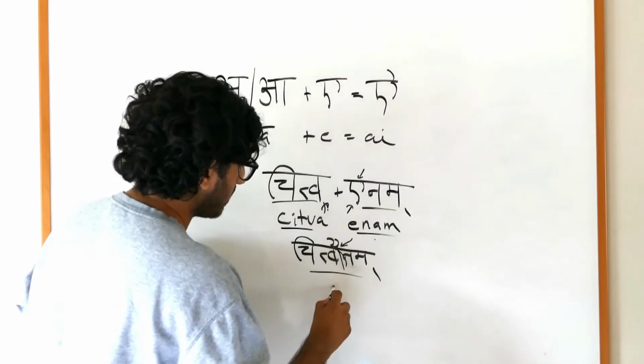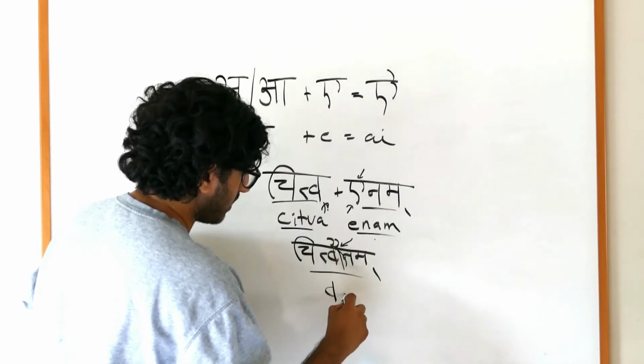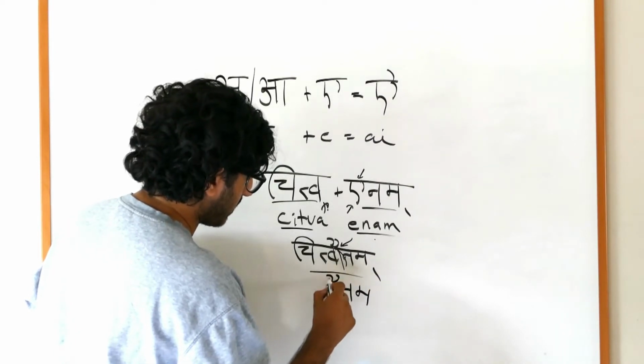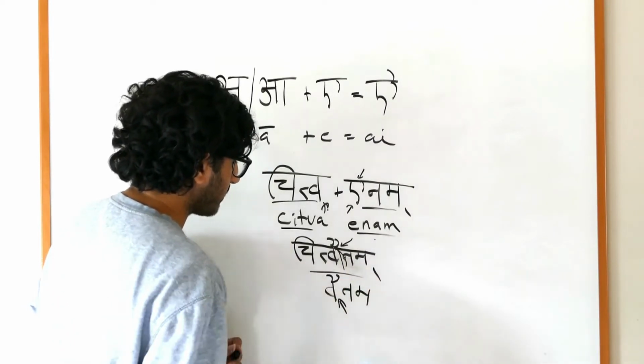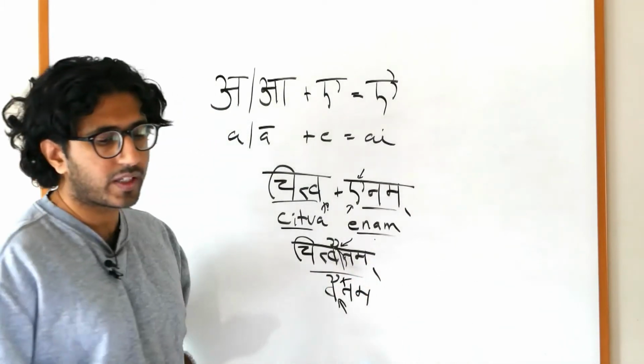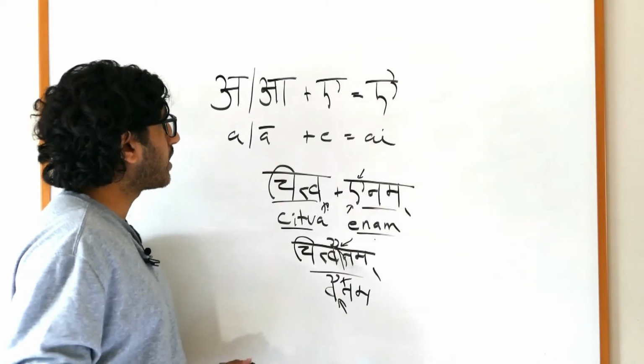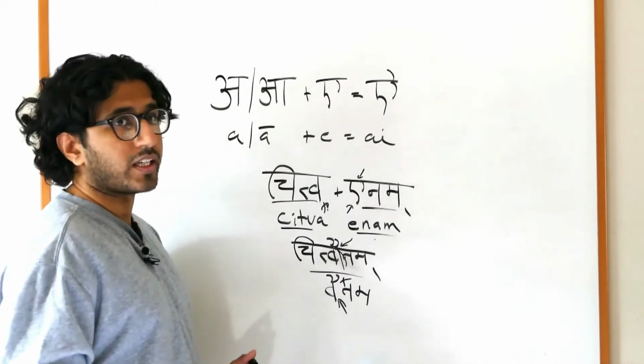If we zoom in again, you're going to add it right there, because that one disappeared. I know I'm repeating myself, but it's really important to do so. So here we have a or ā plus e equals ai.